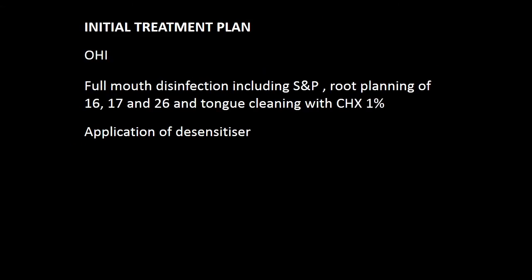His initial treatment plan includes oral hygiene instruction, full mouth disinfection including scaling and prophylaxis, root planing of 1,6, 1,7, and 2,6, and tongue cleaning with 1% chlorhexidine, and the application of a desensitizer.